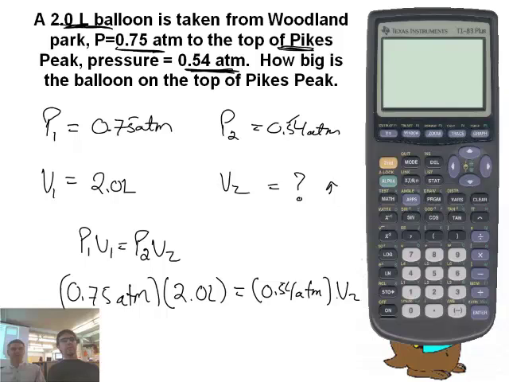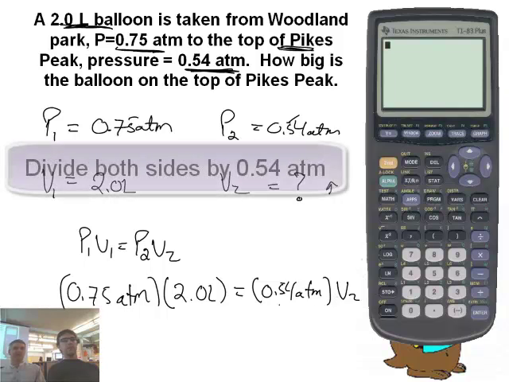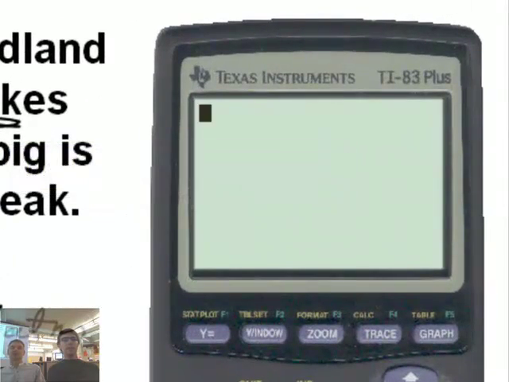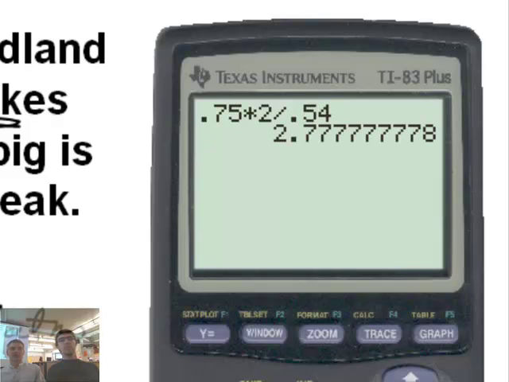Well, this is easy, Mr. Stern. This is like easy algebra. It is. You just divide both sides by the number next to the V2. Yep, 0.54. So now I've got my trusty calculator: 0.75 times 2 divided by 0.54. And you said it's going to go up? It should go up. And guess what you get? 2.77, or 2.78 probably with the sig figs, liters.